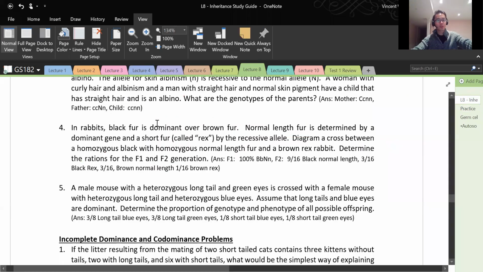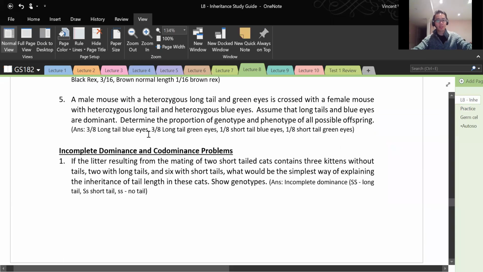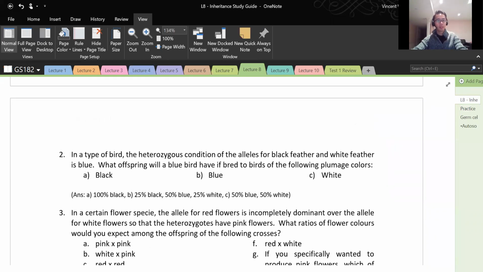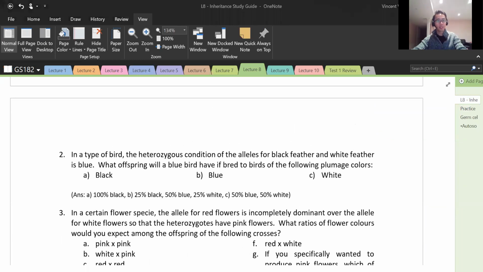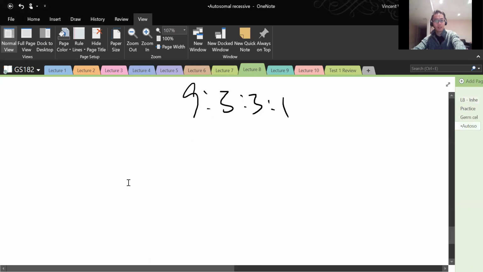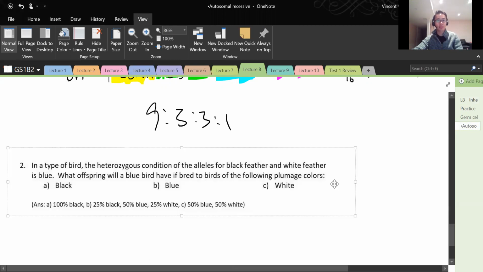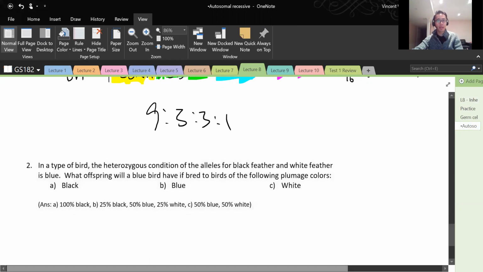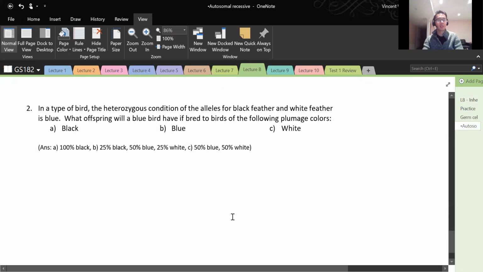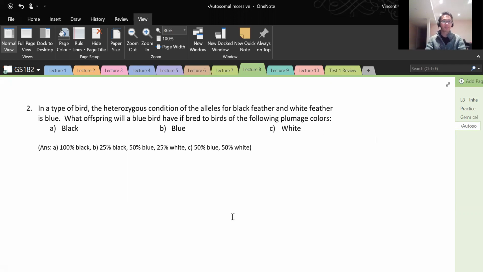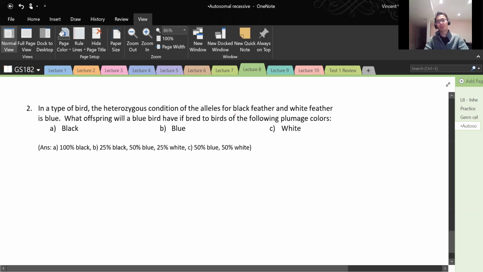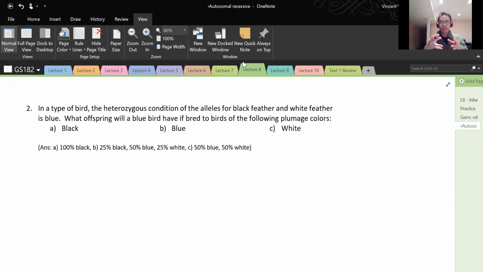Okay, let's do more questions. Let's do incomplete dominance. In a type of bird, the heterozygous condition for the allele for black feather and white feather is blue feather. So everything we've done so far is dominant covering the recessive. But in incomplete dominance, the heterozygous condition is a blend of the two extremes.